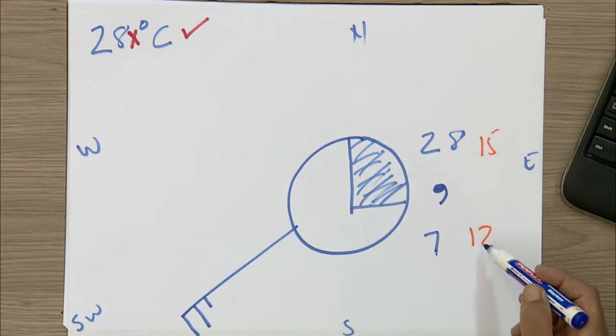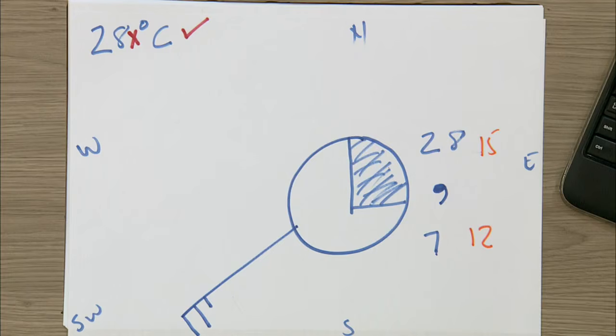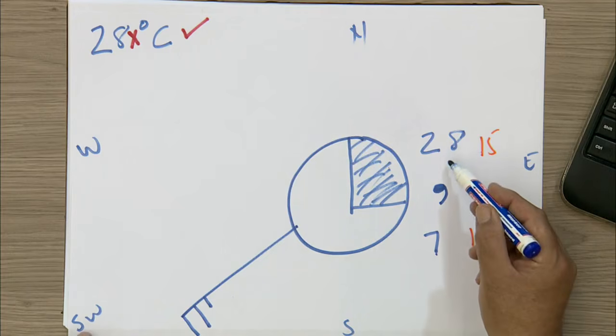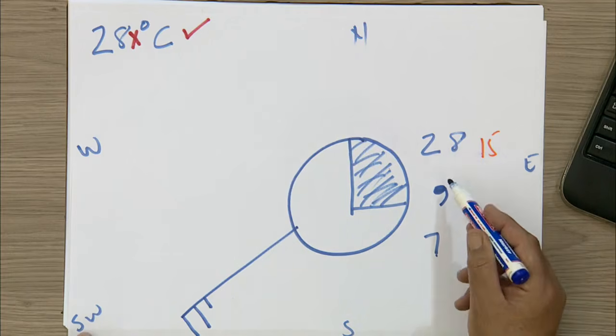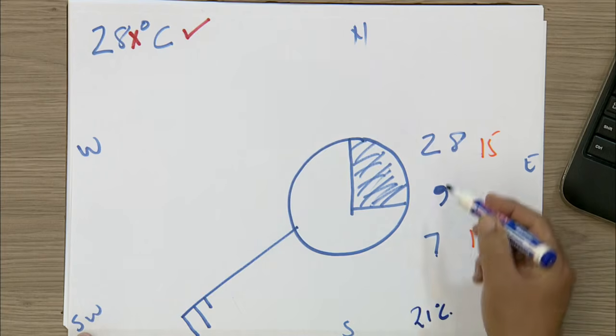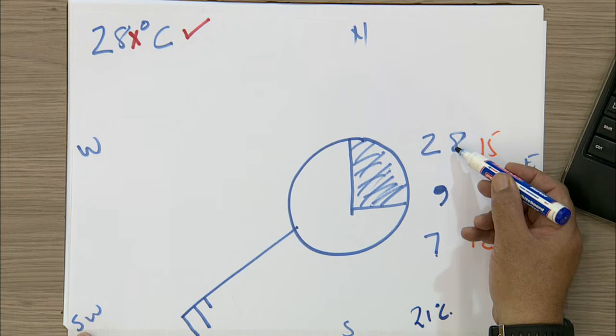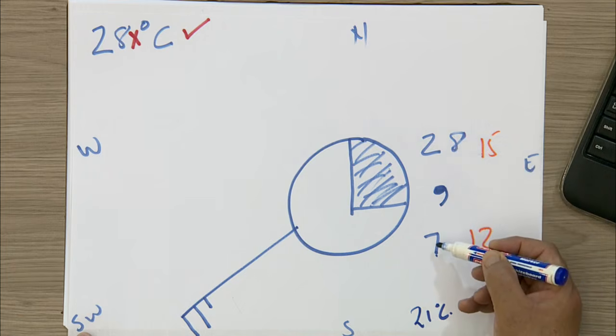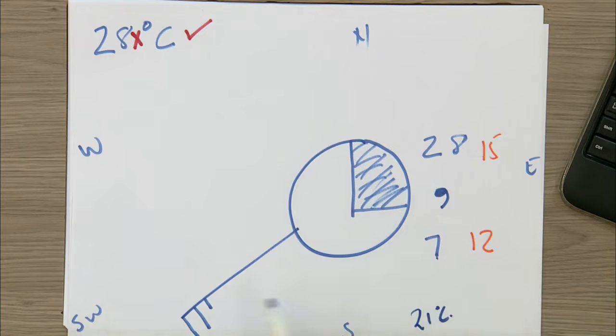The answer is in place number B. Why? Because here the temperature has to drop by, what is 28 minus 7? 21 degrees. The temperature has to drop from 28 degrees to 7 degrees Celsius in order for rainfall to occur. That's a drop of 21 degrees.